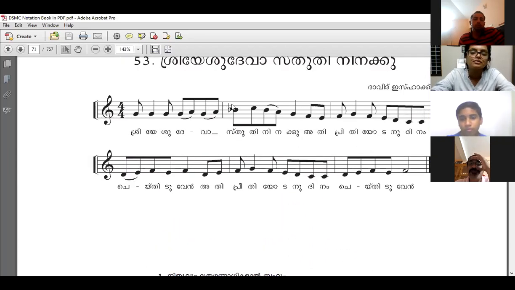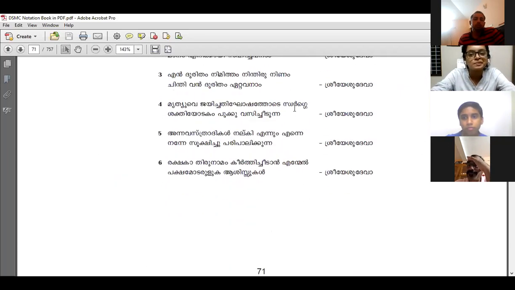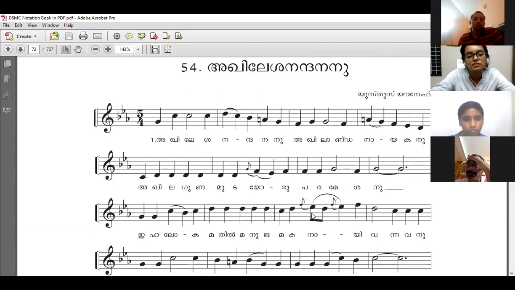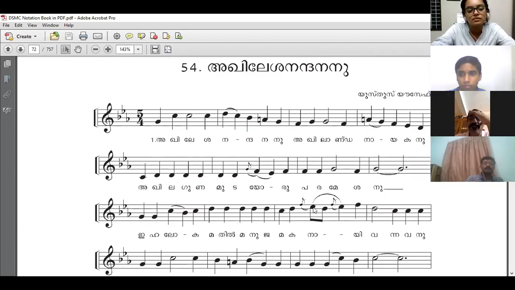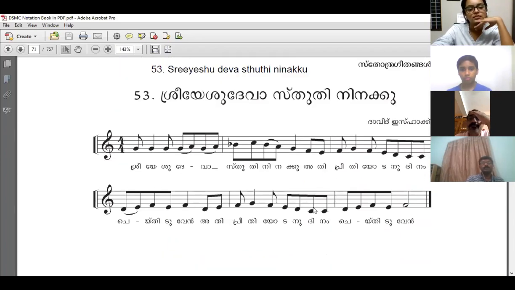So I'm talking about flats. That is like a grace note. So don't worry about it. That means you have to play this and this for a short while. So don't worry about that. Now let's keep it simple. So we're talking about flats and naturals and sharps.